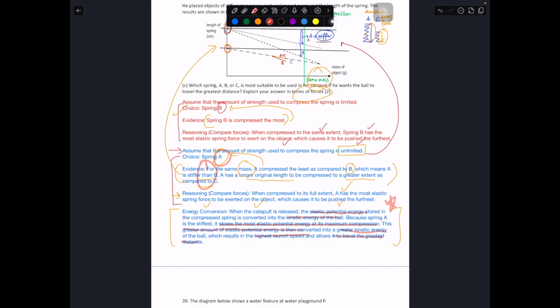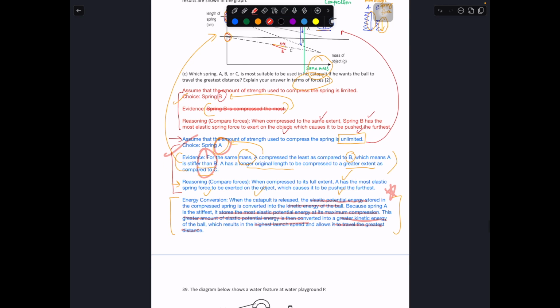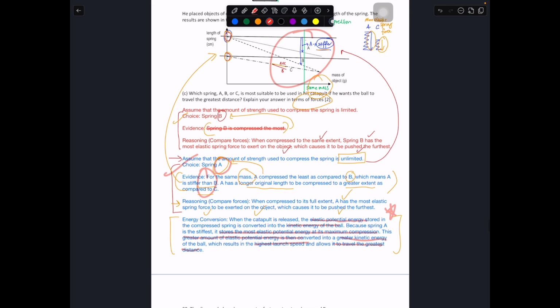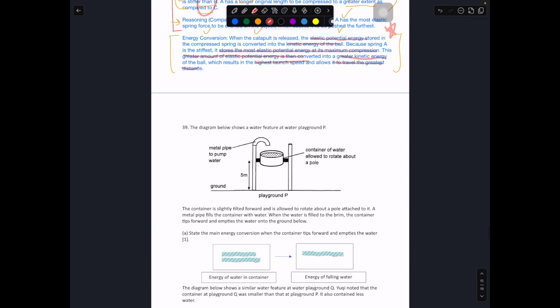That's why I choose A, because if I push it out to the maximum extent, it will exert the most elastic spring force as compared to B and C. So this is the main idea behind the reasoning. But of course, B is correct if you were to use this piece of evidence. So this is perhaps one of the tougher questions in this paper, because it really needs you to look at the graph very deeply and really look at how the compression is like based on each spring. So with that, let's move on to question number 39.